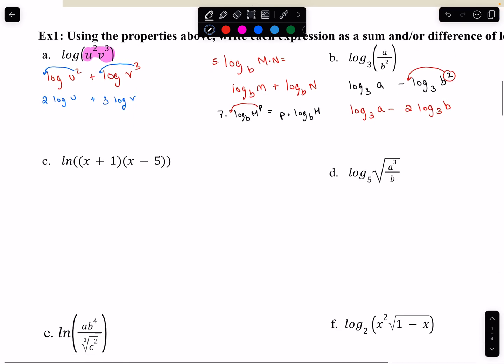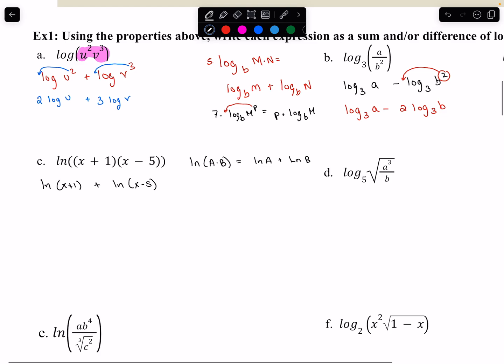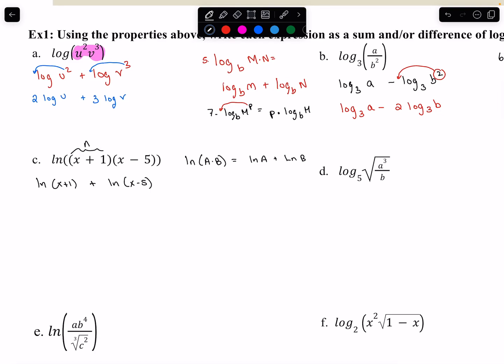All right, so we have natural log of the quantity x plus 1 times the quantity x minus 5. The property here is if you have ln of a times b, then this would be ln of a plus ln of b. That's the property I'm using. So it's the same thing: ln of a, which is x plus 1, plus ln of b, which is x minus 5. So that's all it is. This x plus 1 is my a, and this x minus 5 is my b, in a sense.